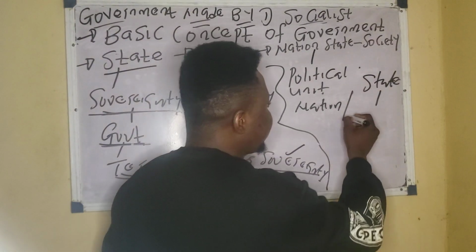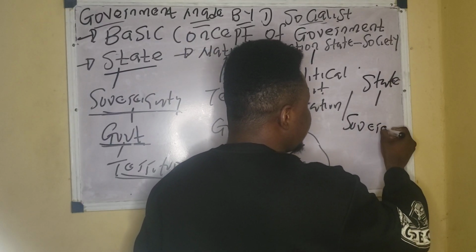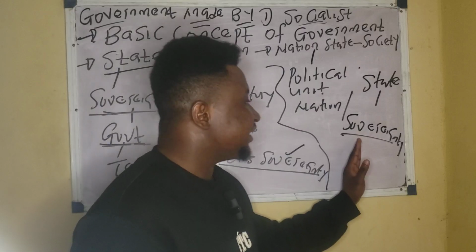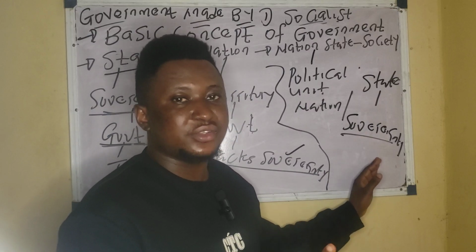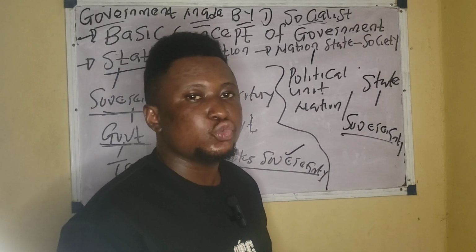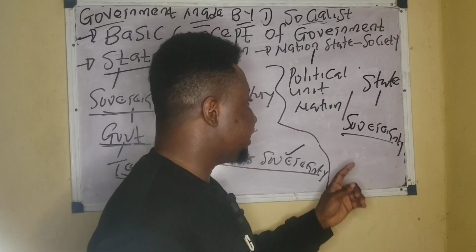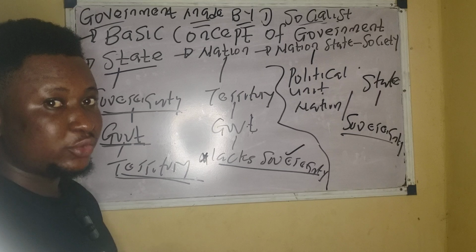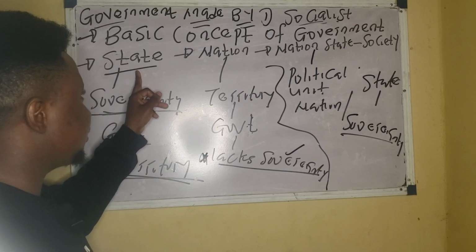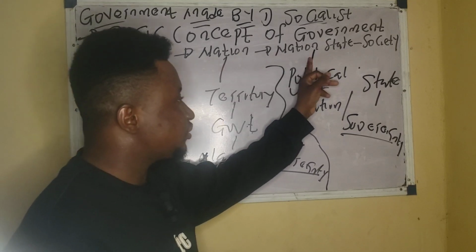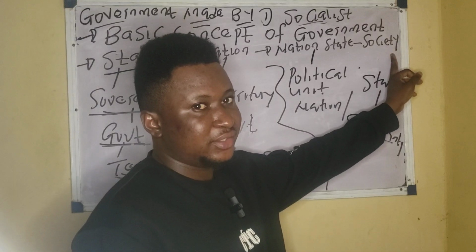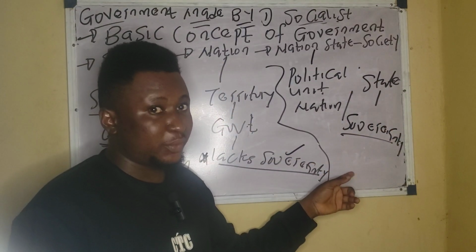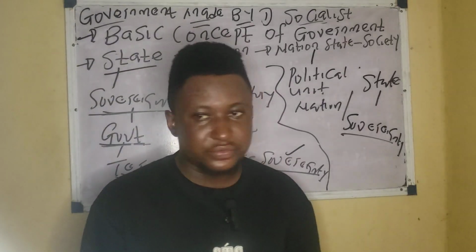I also talked about sovereignty here. What did I say about sovereignty? I said sovereignty is the right of a state, the supreme power of a state, to make and enforce law without any interference. So you have to go through it. Don't rush through government, or you will get lost. We have state, nation, nation state, society, and sovereignty. Please go through everything here. Very important. Are we there? All right. Thank you very much.